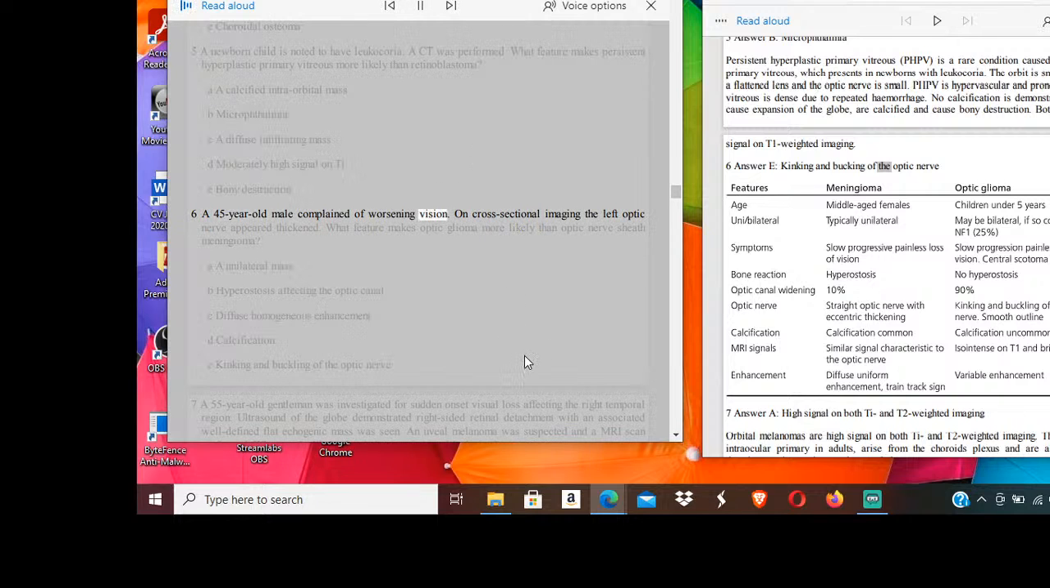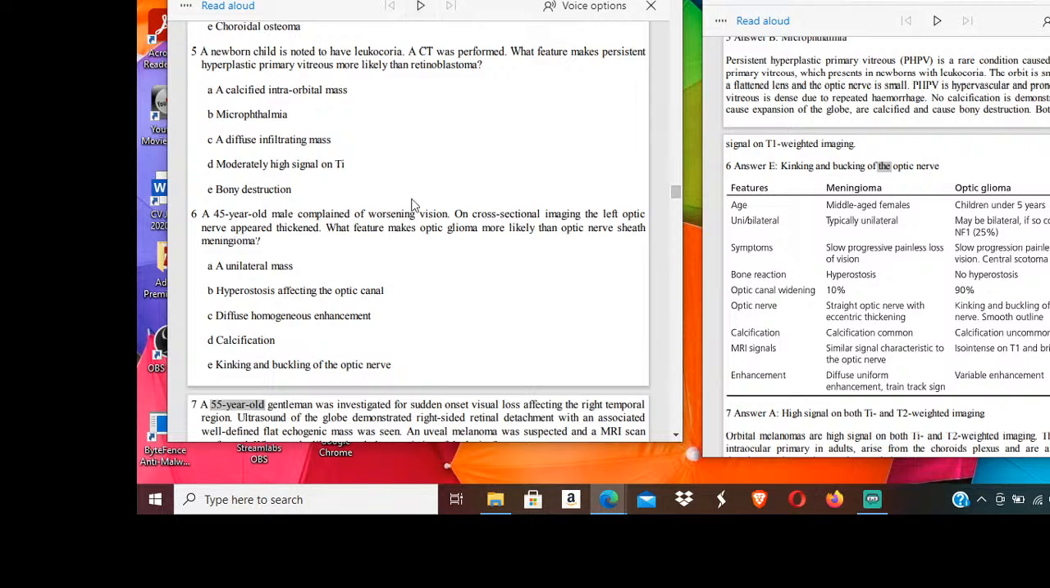45-year-old male complained of worsening vision. On cross-sectional imaging, the left optic nerve appeared thickened. What feature makes optic glioma more likely than optic nerve sheath meningioma? A, a unilateral mass. B, hyperostosis affecting the optic canal. C, diffuse homogeneous enhancement. D, calcification. E, kinking and buckling of the optic nerve. 7.